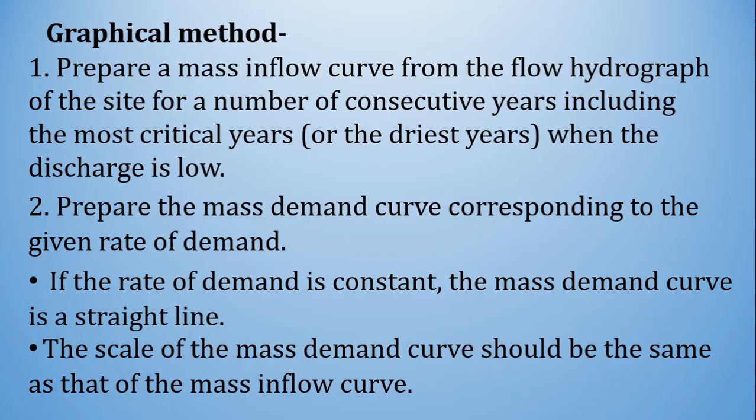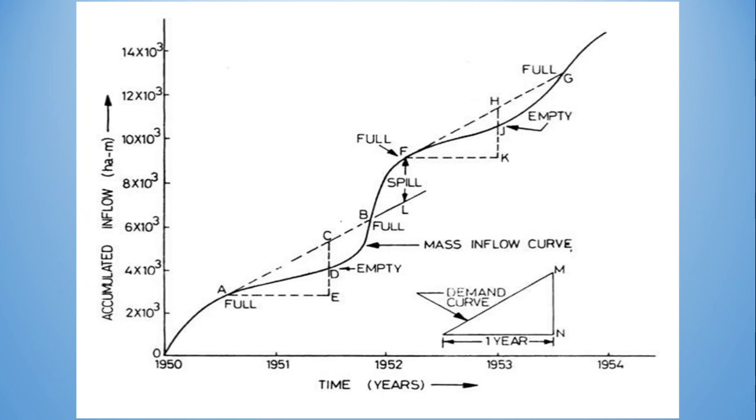Then prepare the mass demand curve corresponding to the given rate of demand. The second step is to find out the mass demand curve. If the rate of demand is constant, the mass demand curve is a straight line. The scale of the mass demand curve should be the same as the mass inflow curve. This care we have to take. The scale of both the graphs should be the same for mass inflow as well as the mass demand curve. This is the demand curve, as you can see over here, for a single year.